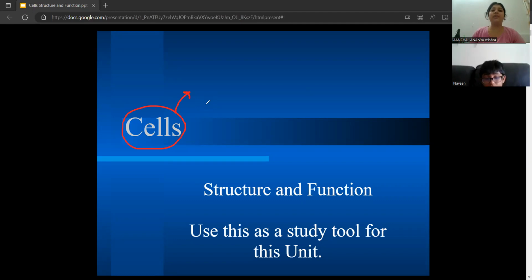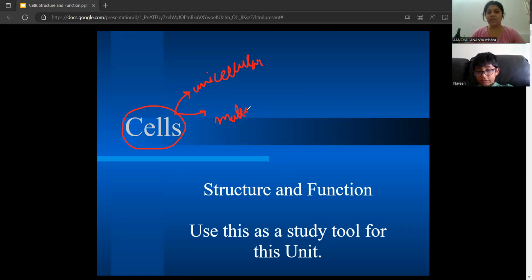Now we have two classifications of organisms based on the number of cells present. There are some organisms which are unicellular. What is meant by unicellular? And what is meant by multicellular? I don't know. Okay, no problem. Unicellular organisms have just one cell in their body, like bacteria. Bacteria will have only one cell in its body.